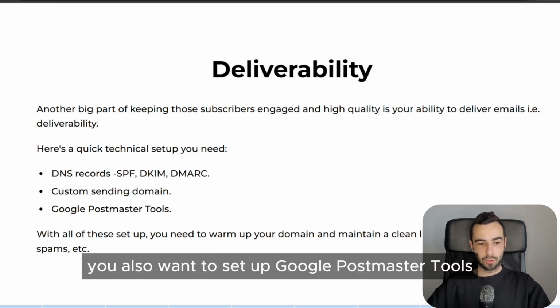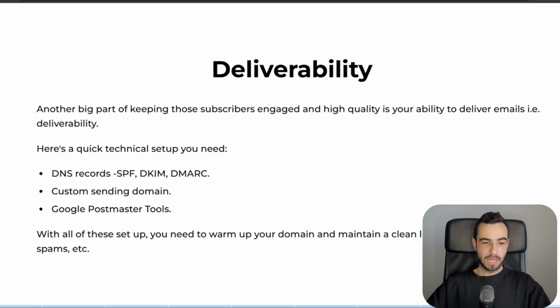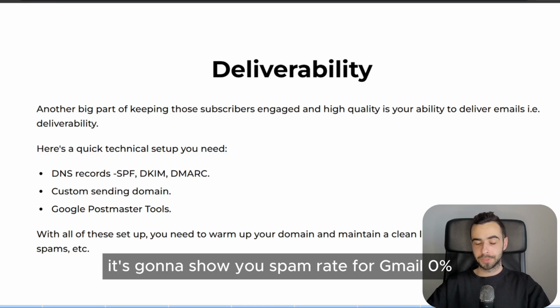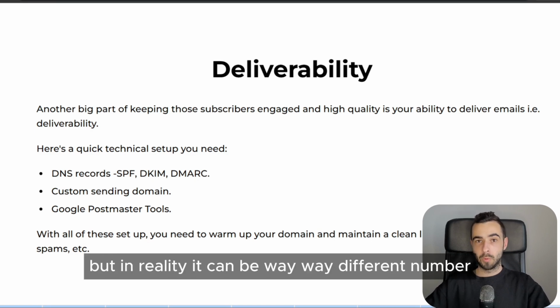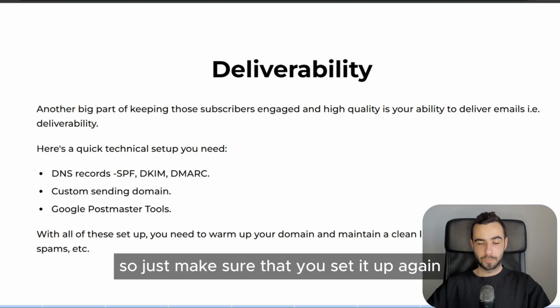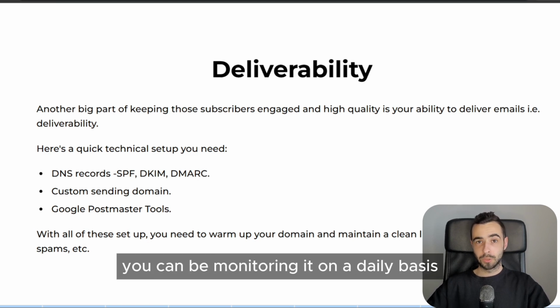And then lastly, you also want to set up Google Postmaster Tools, which is a tool for tracking the performance for Gmail-specific inboxes. If you're using, for example, a tool like Klaviyo, it's going to show you a spam rate for Gmail of 0%, but in reality, it can be a way different number, but you wouldn't be able to see it unless you had Google Postmaster Tools. So just make sure that you set it up. Again, you need to do it only once, and after you do it, you can be monitoring it on a daily basis.